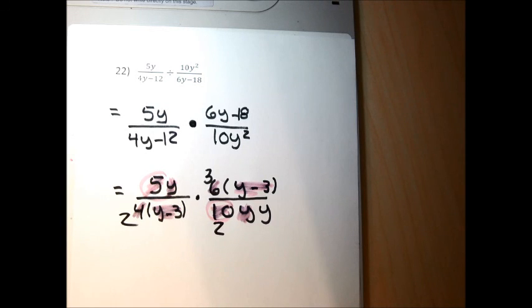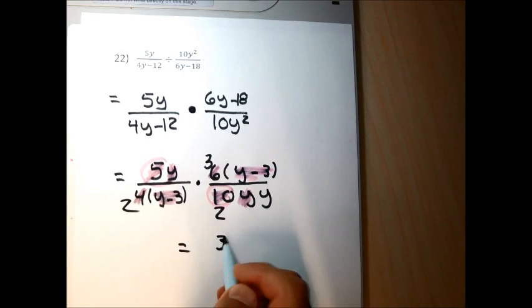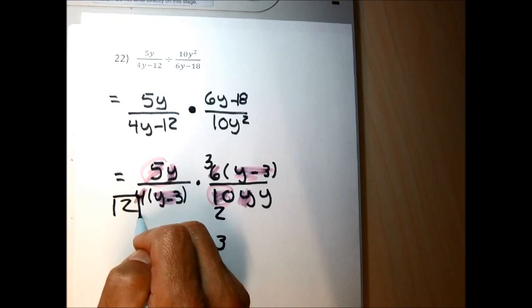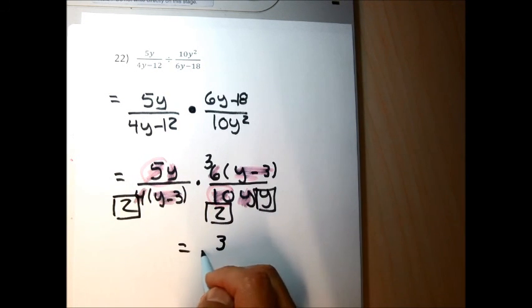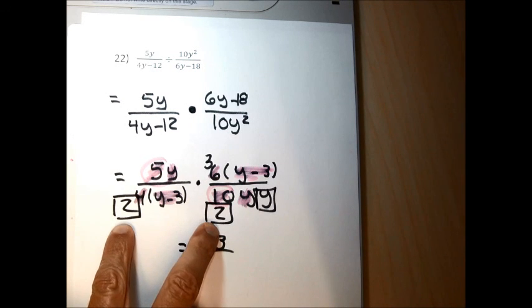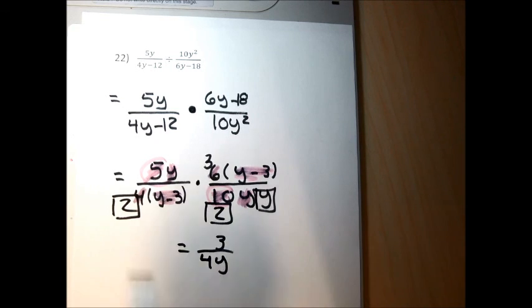So I've canceled everything I can possibly cancel. And in the numerator, the only thing that's left is this 3. So in my answer, in the numerator, there's going to be a 3. In the denominator, I have this 2 and that y left over. I'm going to multiply the 2's together and get a 4, and I'm going to leave the y. So 3 over 4y feels like the best answer for that.